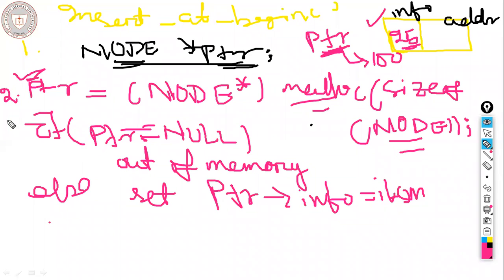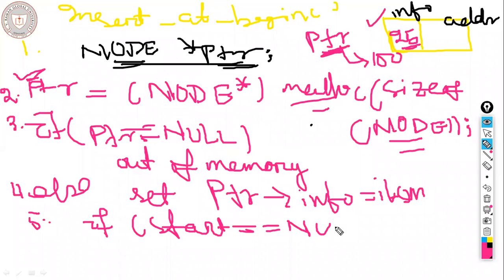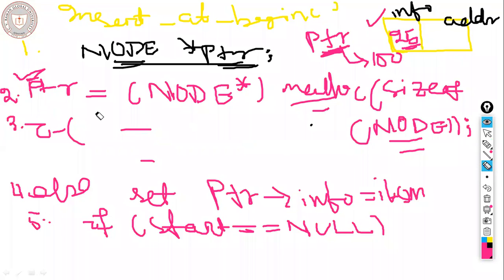So this is second step, this is third step, this is fourth step, this is fifth step. If start equal to null, that means till now start is not pointing to any node. After creating this node, you have to point start to the newly created node, and this will become the first node of the linked list. So to test whether my list is empty or has some element, you have to write this condition: if start equal to null. Can I erase all the previous statements?